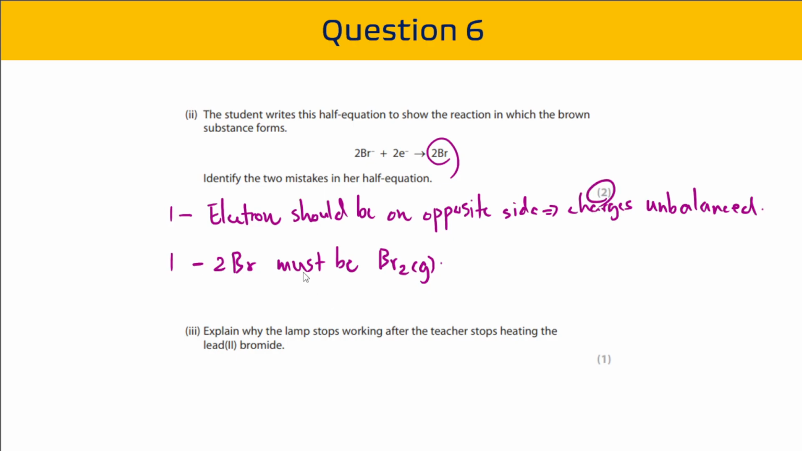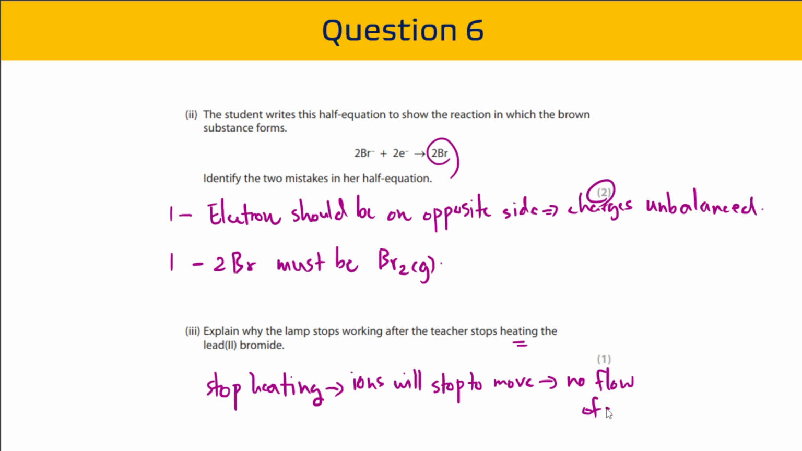So 2 marks. Explain why the lamp stops working after the teacher stops heating the lead bromide. So when you stop heating it, what happens? Okay, when you stop heating, as I explained in my second video, the ions will stop moving. Okay, so when the ions stop moving, there will be no flow of electrons from the battery. No flow of electrons from the battery, and that is why the lamp will stop working. But your answer can stop at the ions will stop moving. Okay, you can score 1 mark just with this.